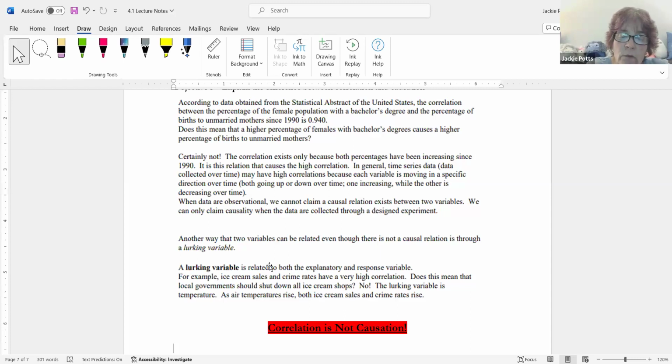So there are two absurd reasons illustrating why you cannot say causation from an observational study. Now, with that being said, you've got to watch people interpreting studies.